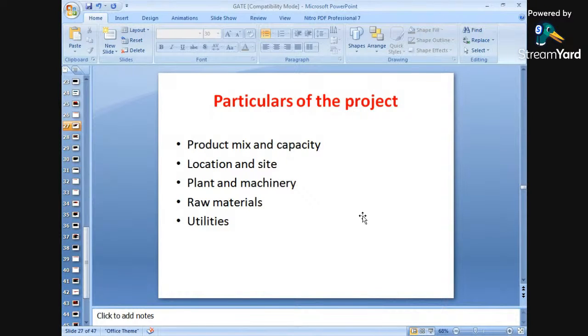Location of site, plant and machineries: various heavy machineries are required for construction of the project. What will be the cost of that particular type of machineries or various heavy equipments or the plants which have been established during construction of the project? So plants and machineries, raw materials required and utilities related with the construction of the project. Okay.